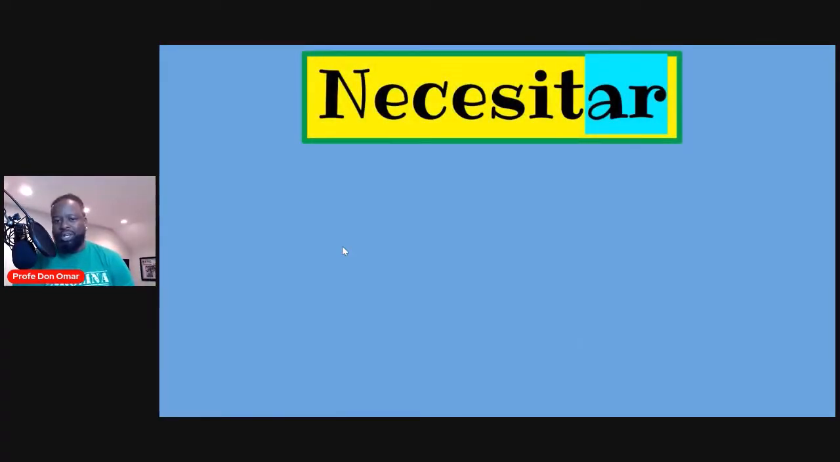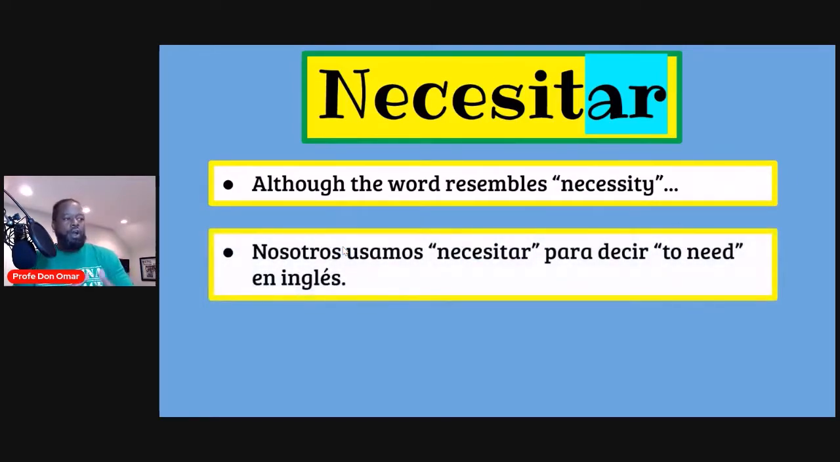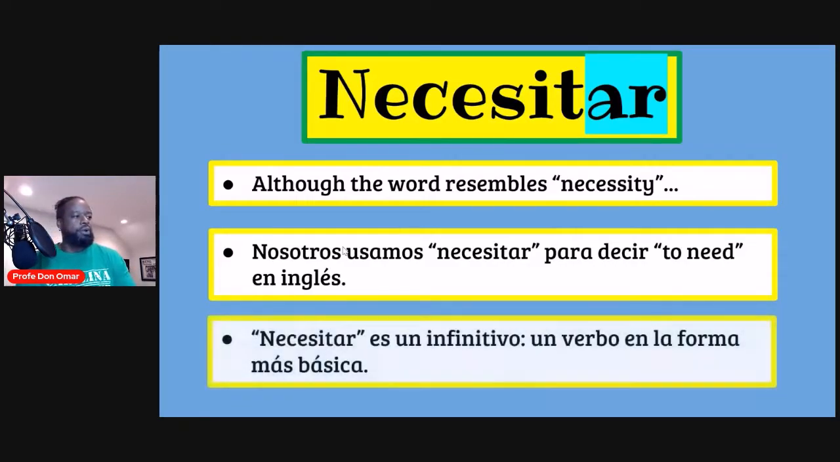Damas y caballeros, we are talking about needs, right? So, en español, necesitamos el verbo necesitar. All right, so we need the verb necesitar. This word, when you look at it from an English perspective, you're probably thinking that word looks like necessity. But technically, en español, nosotros usamos necesitar para decir to need in inglés. Okay, so make sure you get that down en tu cuaderno, por favor.